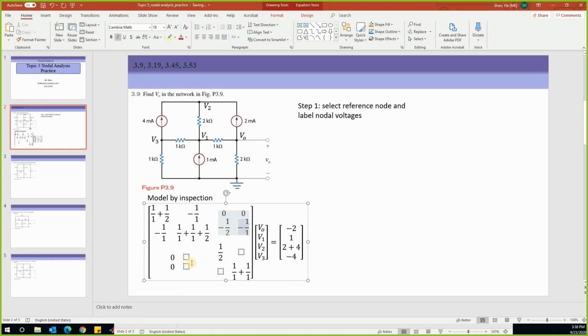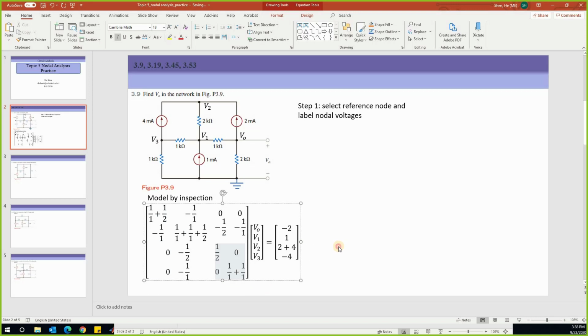Since this matrix is symmetric, and we know here is a -1 over 2, and this is a -1 over 1. This is the third row, last column, between V2 and V3. Between V2 and V3, there are no shared branches with a resistor, so that is 0. This matrix is symmetric, so this is also 0. So this is how you set up the equation. After you set up the equation, you can use the inverse of that matrix times this to help you find V0, V1, V2, V3.